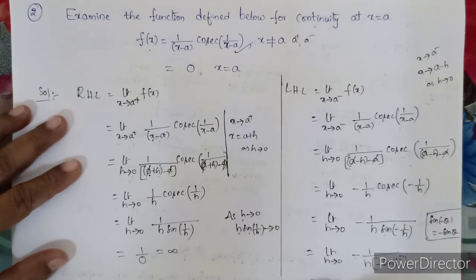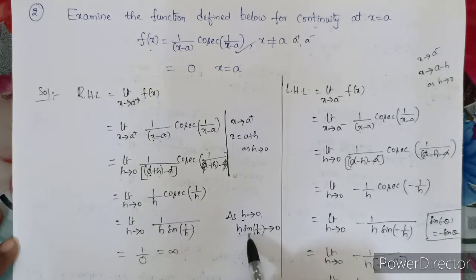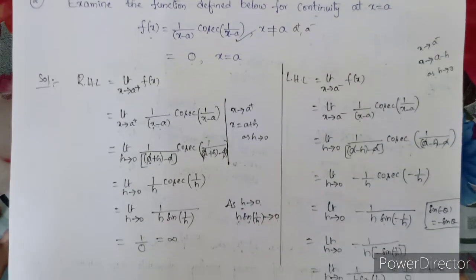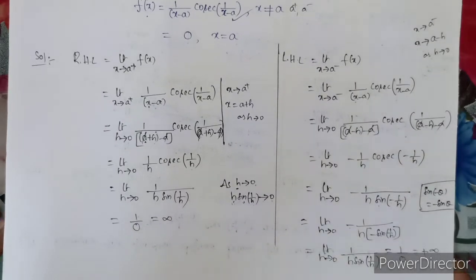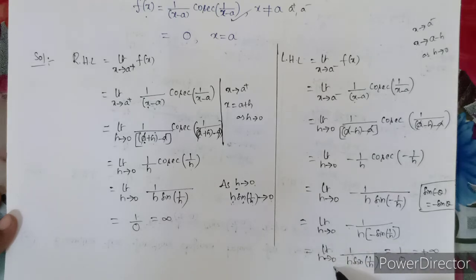So minus into minus is plus. Limit h tends to 0, 1 by h into sine of 1 by h. Same. As h tends to 0, h into sine of 1 by h also tends to 0. 0 into a finite quantity is again 0. 1 by 0 also gives plus infinity. Previously we have seen limit h tends to 0, 1 by h into sine of 1 by h, h into sine of 1 by h tends to 0 as h tends to 0. Now 1 by 0 gives plus infinity.